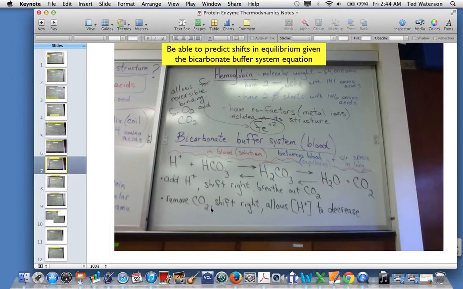Because if too much CO2 gets in your blood, it can affect the pH of your blood, because it will shift the equilibrium back the other way. And if the pH of your blood shifts, everything in your blood. If your blood becomes too acidic and that pH really changes, everything in your blood can become denatured. And if your enzymes and hormones are denatured, they won't function properly.